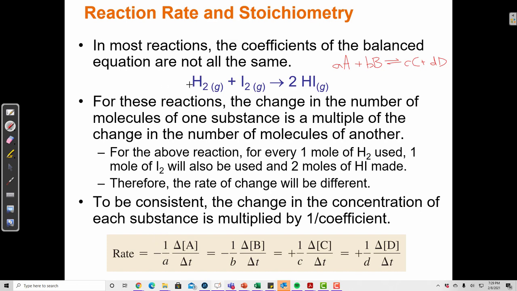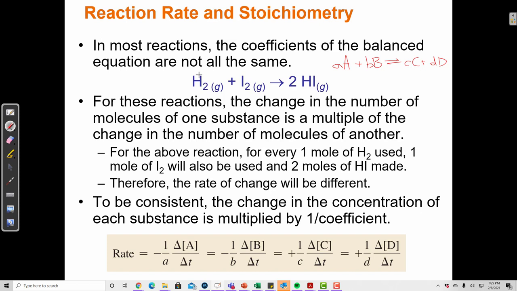1/a, and little a is 1. The change in concentration, so I'd have to get some numbers for that, over the change in time, so I'd have to get some numbers for concentration and time. That's equal to, because remember, these are changing at the same rate, so it's equal to 1/b, and little b happens to be 1, times the change in I2 over the change in time. And that's also equal to 1/c, it's also equal to the appearance of products, and remember, little c in this case is 2, times the change in concentration of C over the change in time.